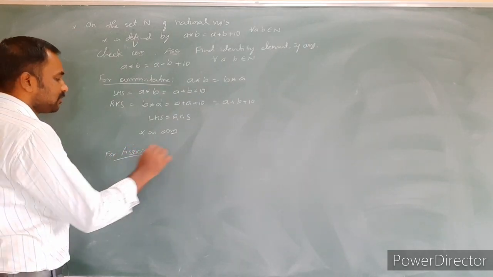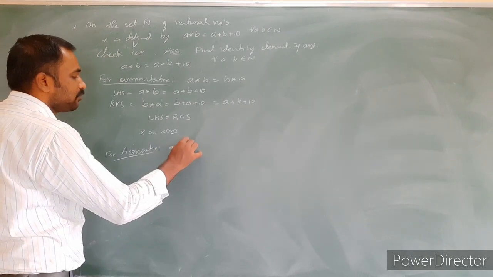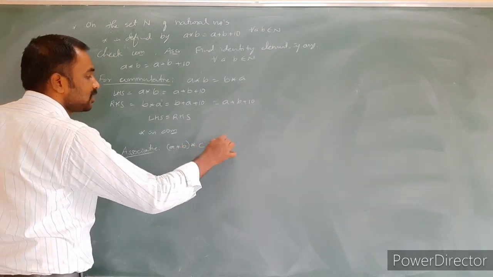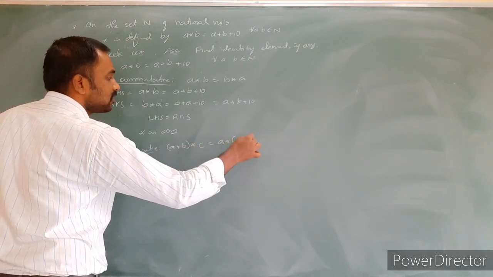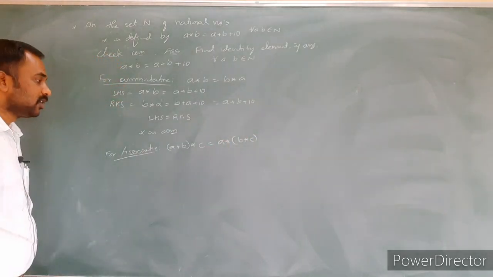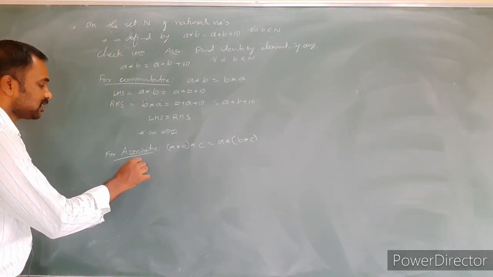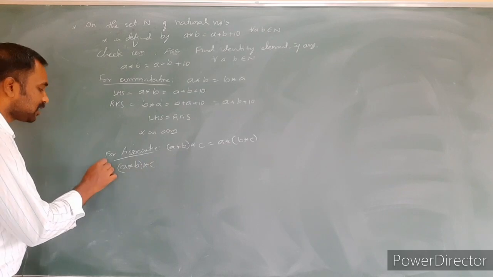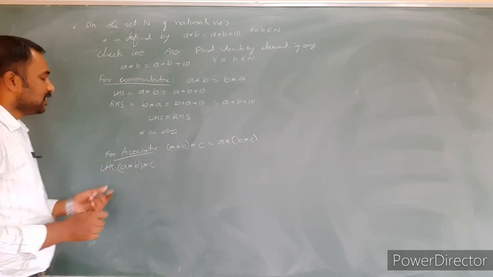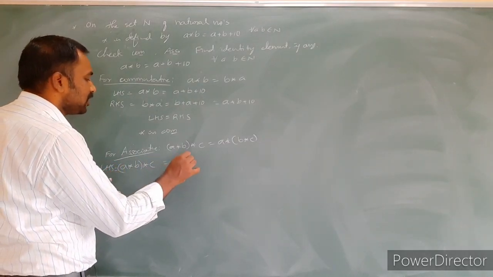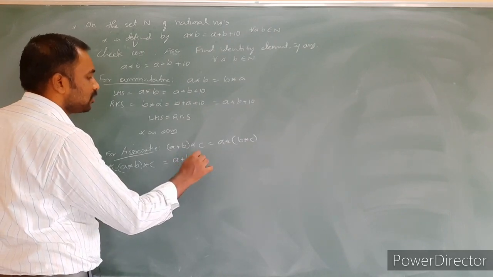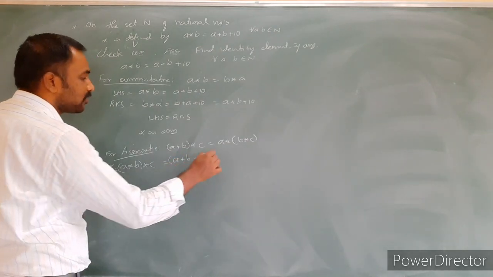What is the associative law definition? (A star B) star C is equal to A star (B star C). Okay, LHS part. What is (A star B) star C? This is the LHS part. A star B is nothing but what we write? A plus B plus 10. A star B is over.